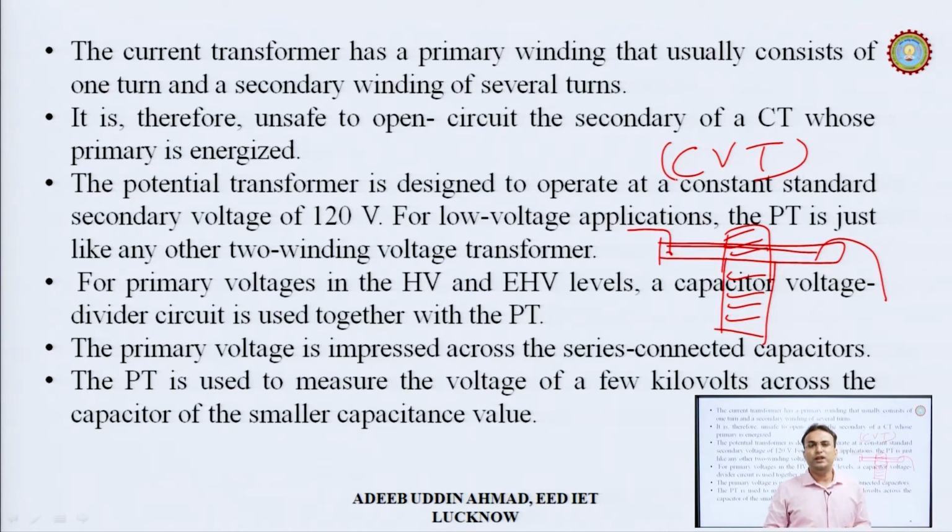The primary voltage is impressed across the series connected capacitors, and the potential transformer is used to measure the voltage of a few kilovolts across the capacitor of the smaller capacitance value. So, we measure the high voltage with the help of the capacitive features of the capacitor. That is why it is called the CVT. The CVT is generally used in power system protection.